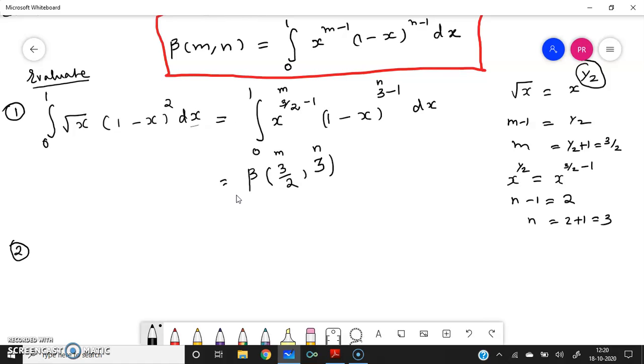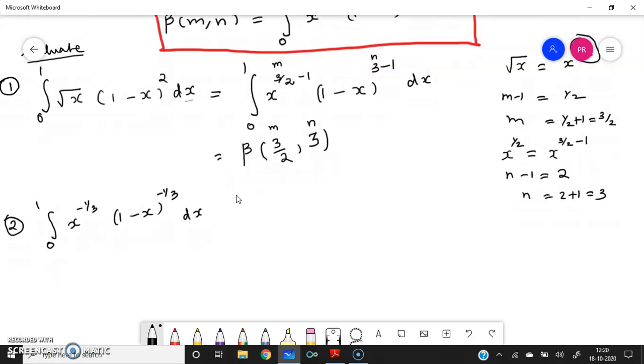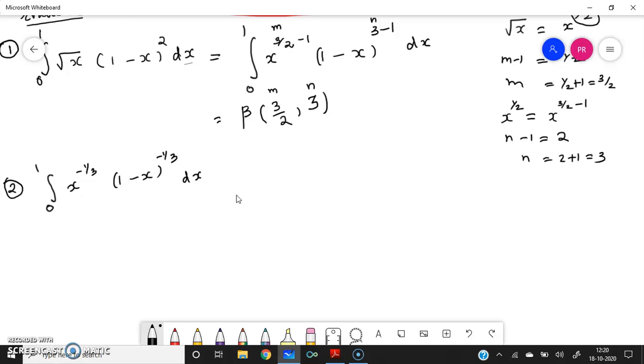So the second sum, we have to simply reduce this into the beta function. That's it. Very simple. Integral 0 to 1 of x to the power of minus 1 by 3, (1 minus x) to the power of minus 1 by 3, dx. Same way, I'll just look at the power. What is my power? The power is x to the power of minus 1 by 3.